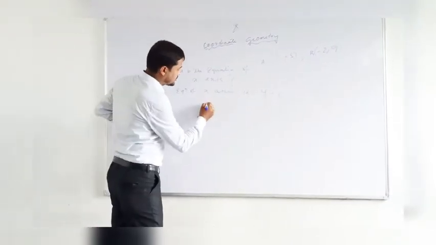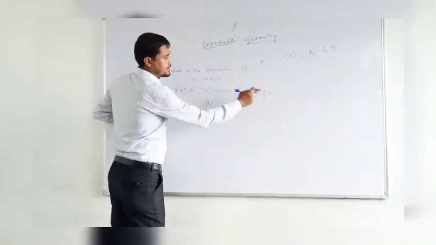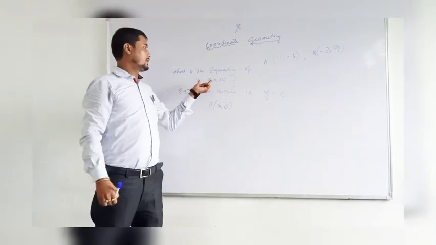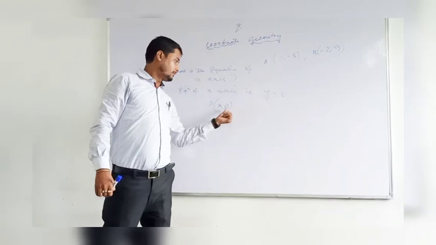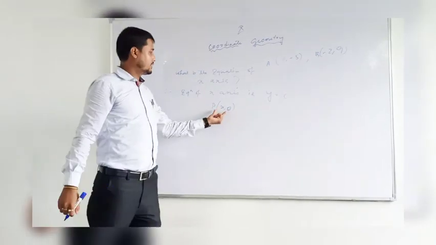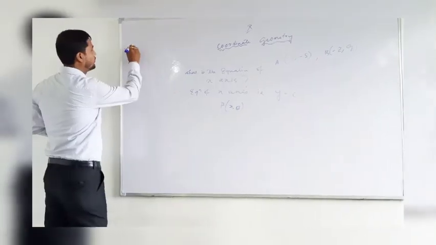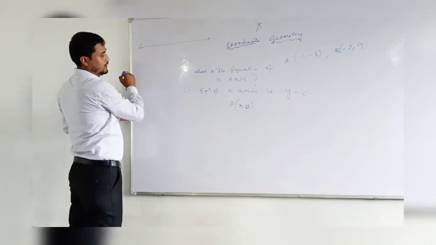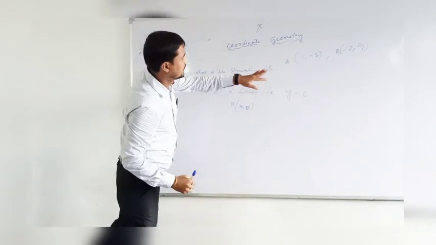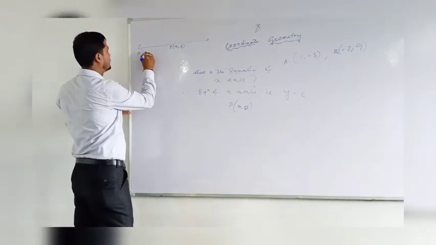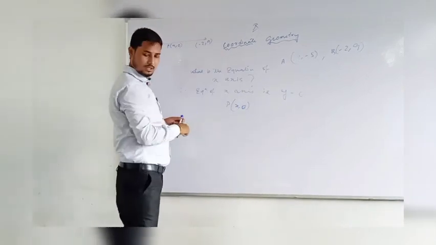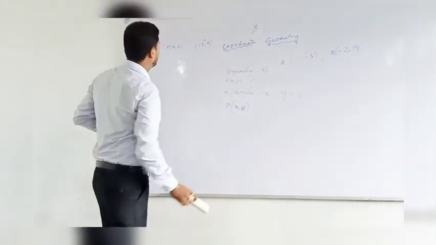Then we can take another point, suppose P, on the x axis where y is 0. In place of y we write 0, so P is (x, 0). This is the x axis, this is the y axis. If you draw a line, there is P (x, 0). Suppose A is (2, -5) and B is (-2, 9).